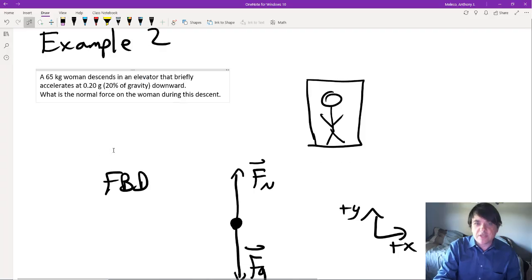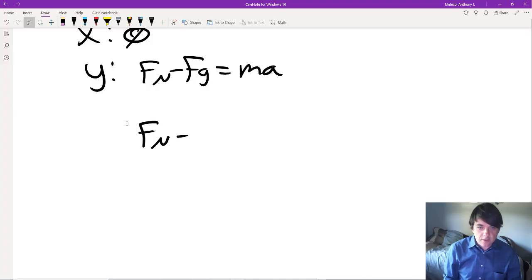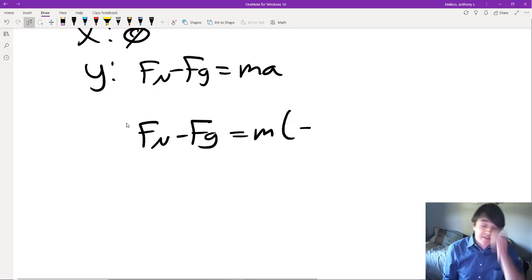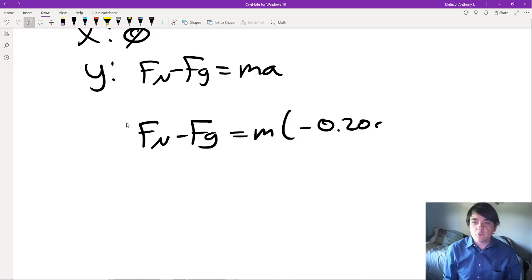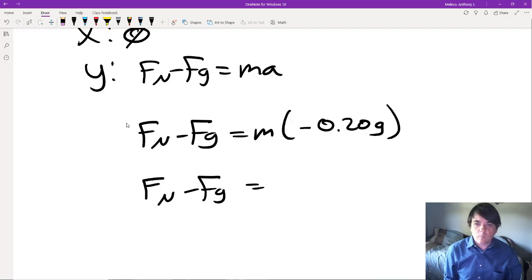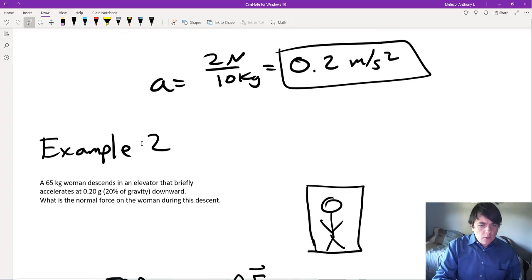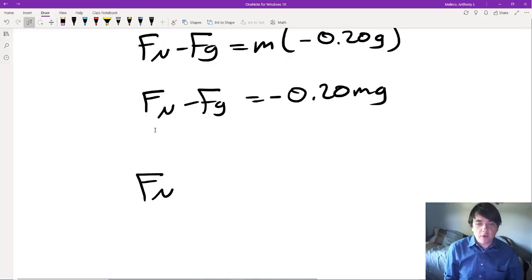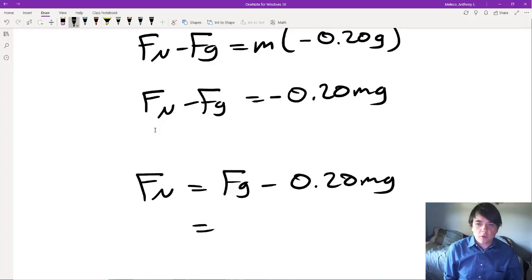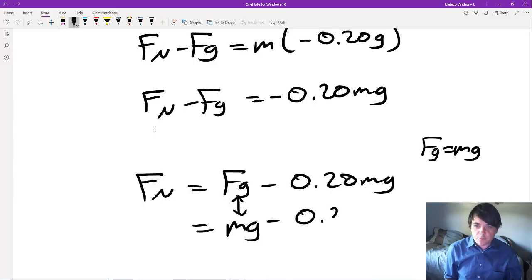It says we're accelerating at 0.2 g downward. So you would write this as Fn minus Fg equals m times minus, because it says we're accelerating at 0.20 g downward, which means this is negative. So Fn minus Fg equals minus 0.20 mg is our equation. We want to solve for normal force, so we're going to add gravity over here. So Fn equals Fg minus 0.20 mg. Gravity is mg, that's what it's equal to. Fg equals mg, and you're subtracting 0.20 mg.